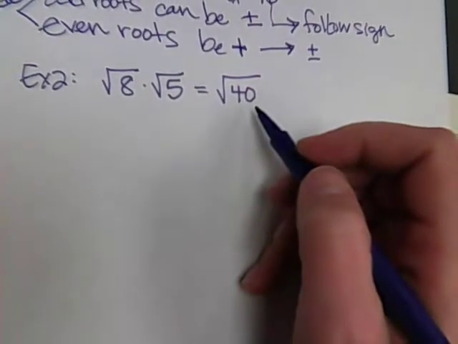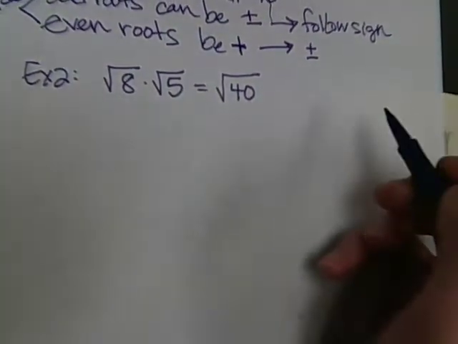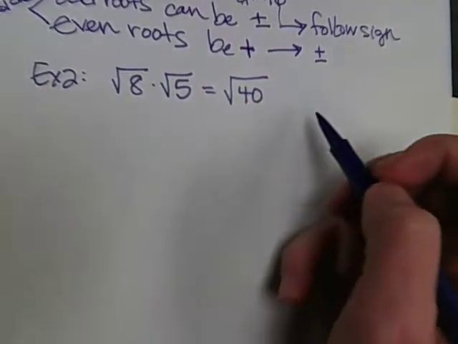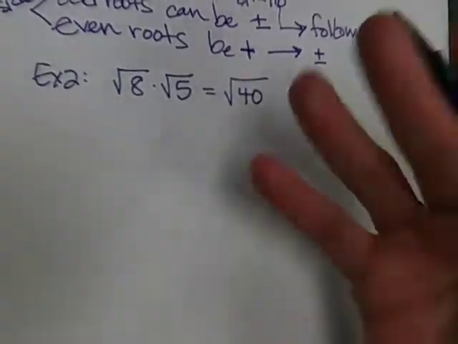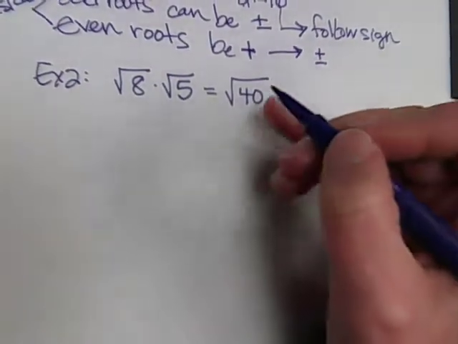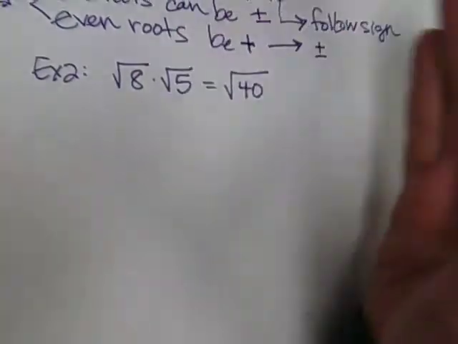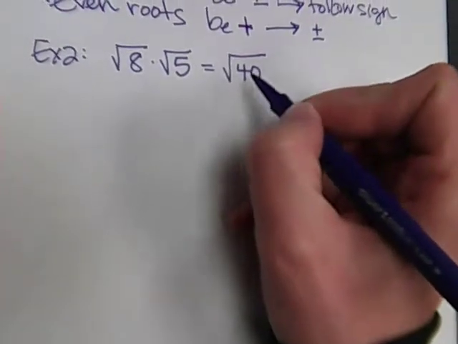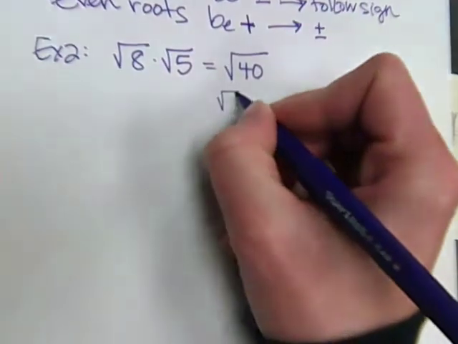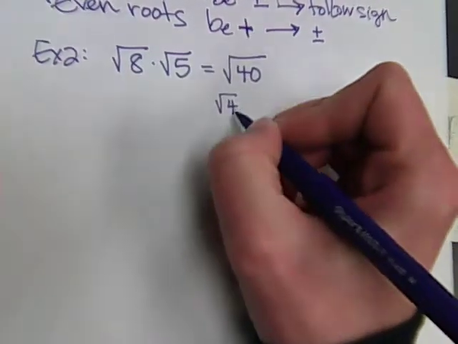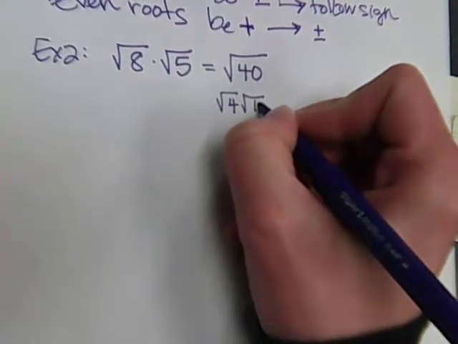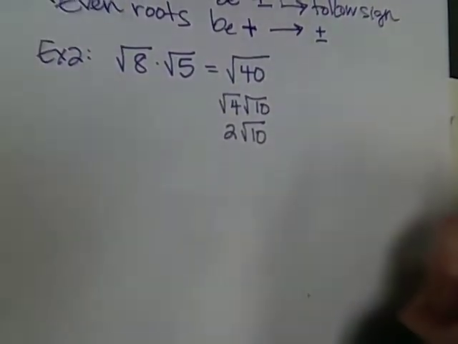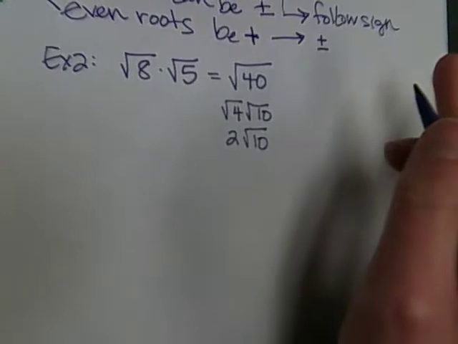There are 2 ways to do this. You can either use perfect powers, in this case a perfect square, or you can use the tree method. I know the perfect squares from 1 to 15, actually probably from 1 to 17. So when I look at this, I say the biggest square that could come out is 4, and 40 divided by 4 is 10. I know the square root of 4 is 2, so this would be 2 square root of 10. That's one way of doing it.